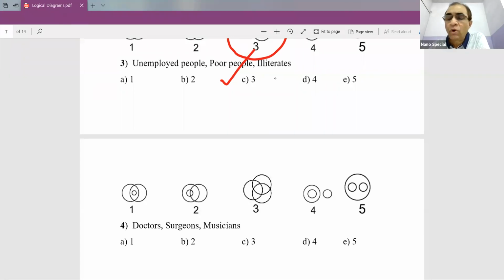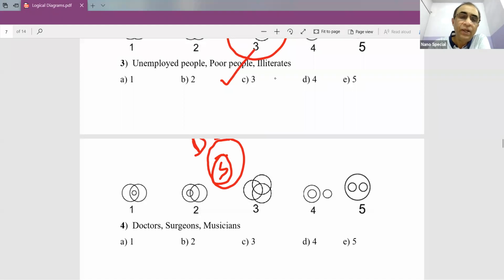We know that all surgeons are doctors. So if you take surgeons like this, it will be part of doctors. And musicians, there can be some musicians who could be surgeons as well as doctors. So if you take this as doctors, this as surgeons and this as musicians, the relationship is perfectly explained, and therefore the answer is 2.